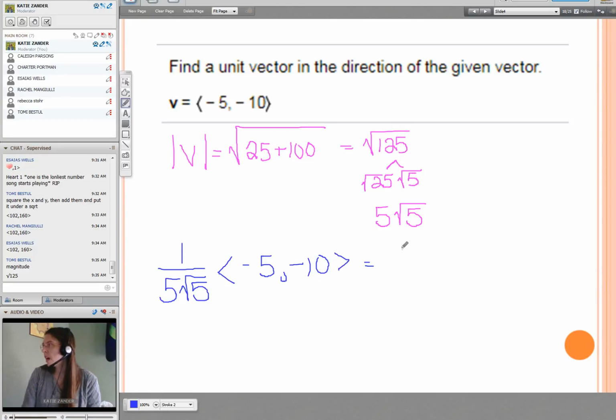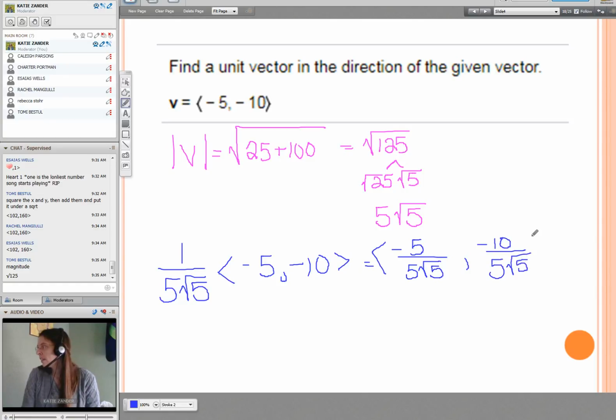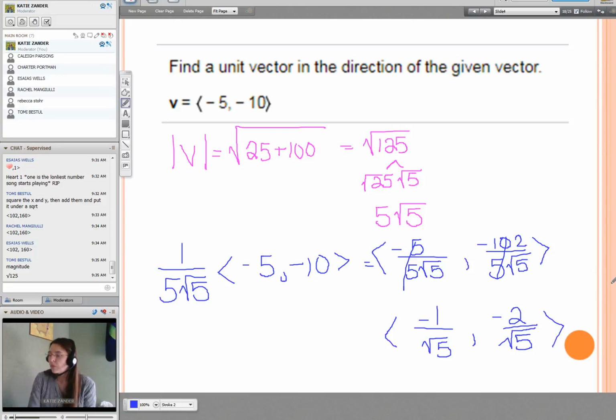All right, so this is going to result in a -5 over 5 square root 5 and a -10 over 5 square root 5. Let's go ahead and simplify that a bit. It looks like those are going to cancel and that can be simplified. So technically we don't generally like to leave the square roots in the denominators, but we're going to go ahead and do just that for these unit vectors. So we are going to leave those radicals there. So that should be the unit vector.